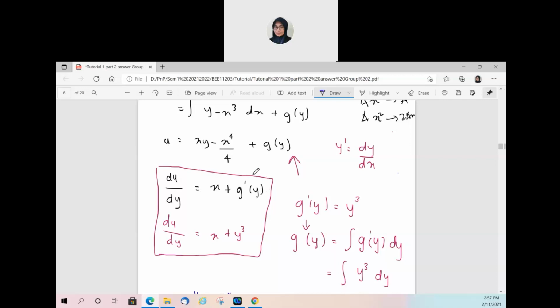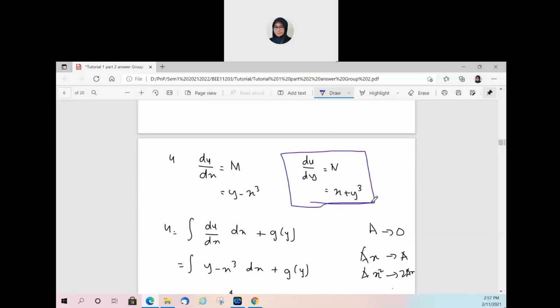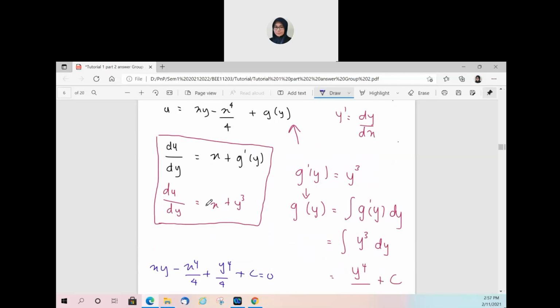Okay, now we want to find what is g prime y. Then you have to compare with du over dy that you assumed here. So du over dy here is x plus y to the power of 3. So we compare with the question above, with the N. So this one is x. So g prime y, of course, is this one. Oh, I see. Okay, understood. Easy.